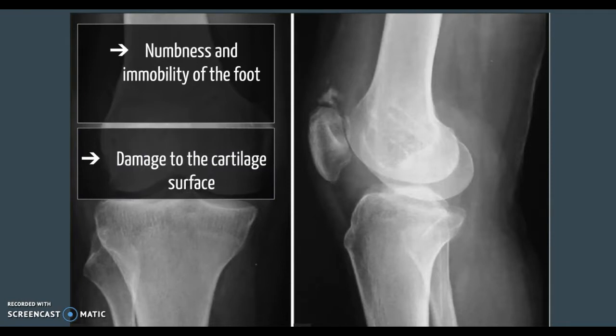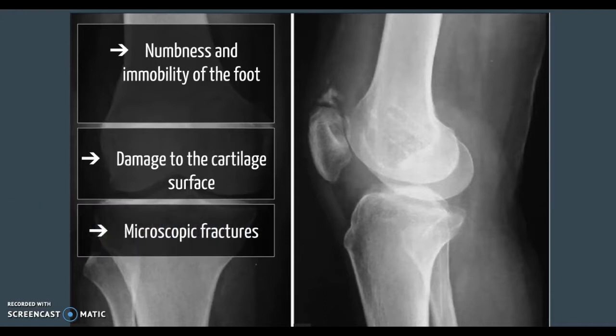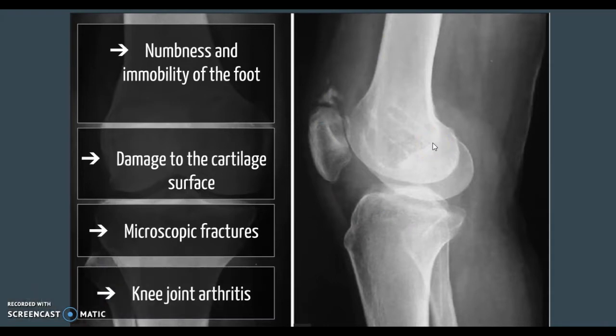But in many cases, however, a dislocation of the kneecap causes irreparable damage to the cartilage surface of the patella. Microscopic fractures of the patella bone will be present, and these tiny fragments of bone may lock the knee joint and cause further damage to the cartilage. Suffering a patellar dislocation will also place patients at a high risk of getting knee joint arthritis in the future.